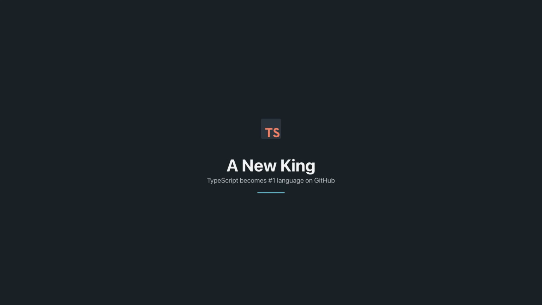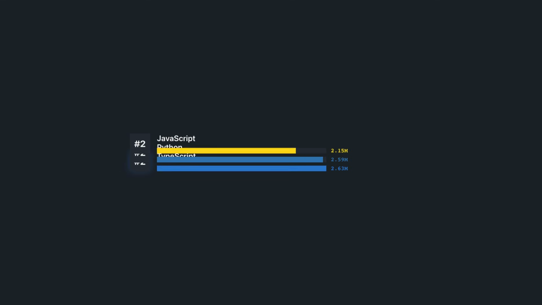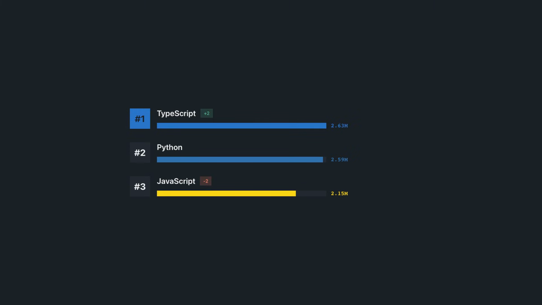In August 2025, a decade-long era came to an end. TypeScript overtook both JavaScript and Python to become the number one language on GitHub. This is the first major language leadership change since Python dethroned Java. A new king has been crowned. Let's look at the numbers. TypeScript hit 2.63 million monthly active contributors. Python came in second at 2.59 million. And JavaScript, the former king, dropped to 2.15 million. TypeScript leads Python by about 42,000 contributors.